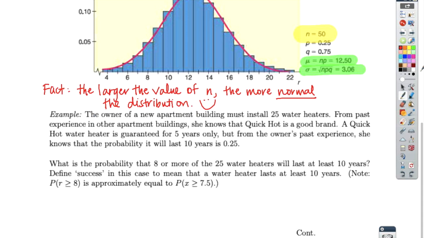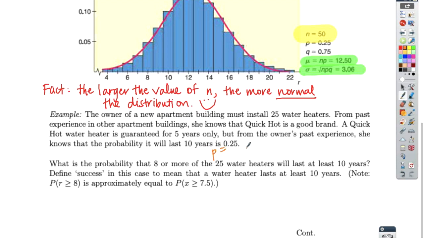The owner of a new apartment building must install 25 water heaters. From past experience in other apartment buildings, she knows that Quick Hot is a good brand. A Quick Hot water heater is guaranteed for 5 years only, but from the owner's past experience, she knows that the probability that it will last 10 years is 0.25, 25%. Coincidentally, that's the same probability as all these graphs that we have, so that's helpful. Here's our probability of success.